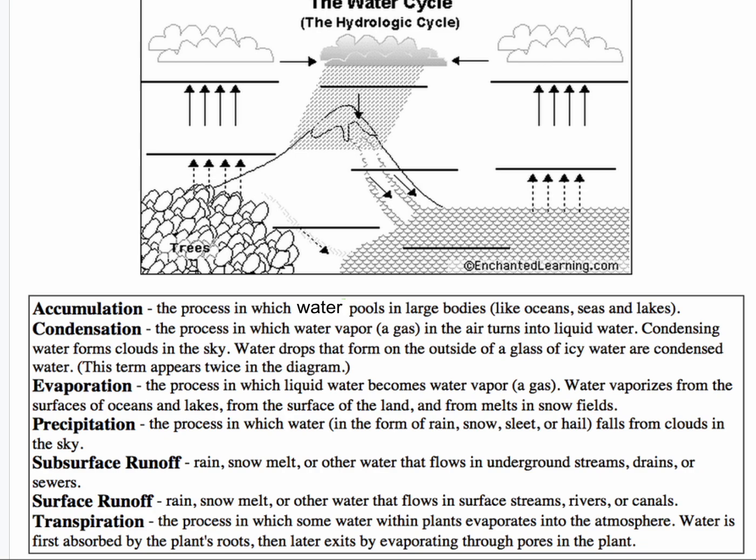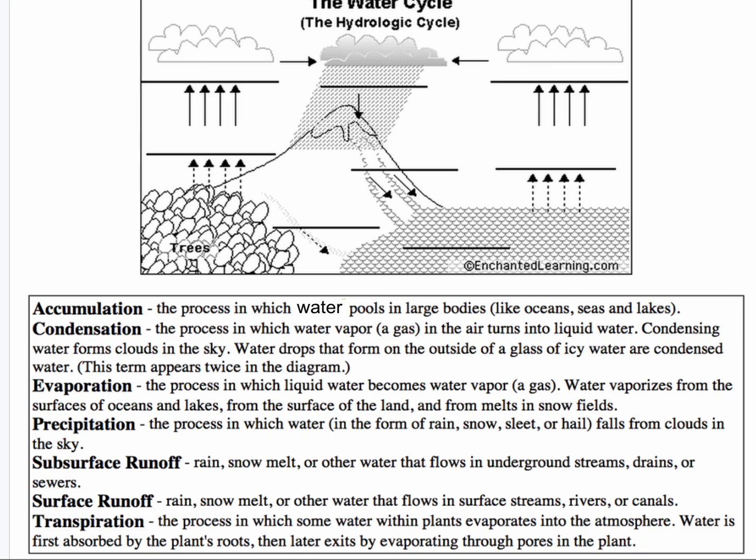Condensing water forms clouds in the sky. Water droplets that form on the outside of a glass of icy water are condensed water. This term appears twice in the diagram. Evaporation, the process in which liquid water becomes water vapor, a gas. Water vaporizes from the surface of oceans and lakes, from the surface of the land, and from melts in snowfields.